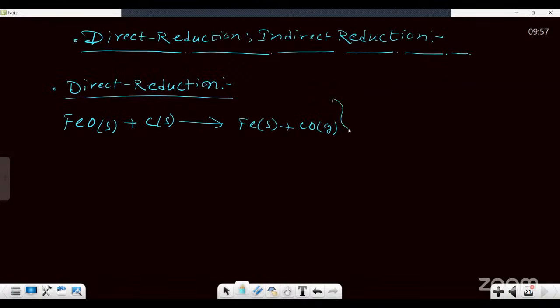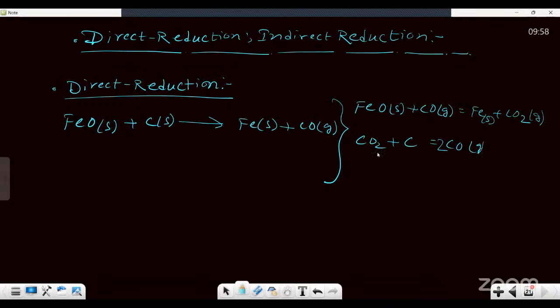But actually, my reaction is not taking place like this. How is my reaction taking place? The FeO solid is coming in contact with the CO gas, and it is becoming Fe plus CO2. Fe solid plus CO2 gas, this is what we are getting. And this CO2 gas is coming in contact with the carbon, and it is becoming CO at high temperature. So this is also gas and this is also gas. This is a combination of these two reactions.